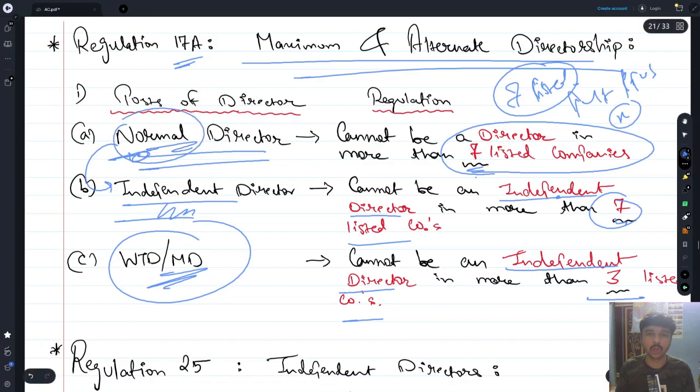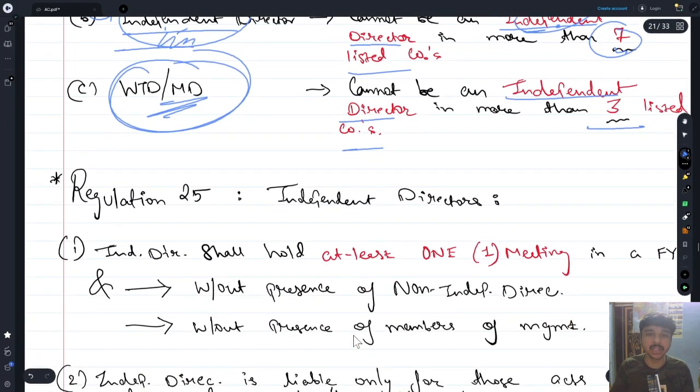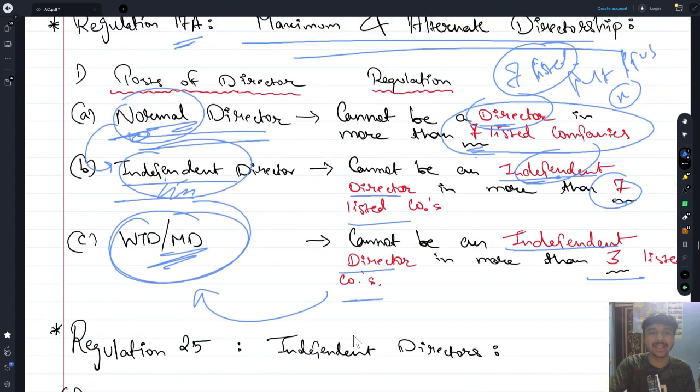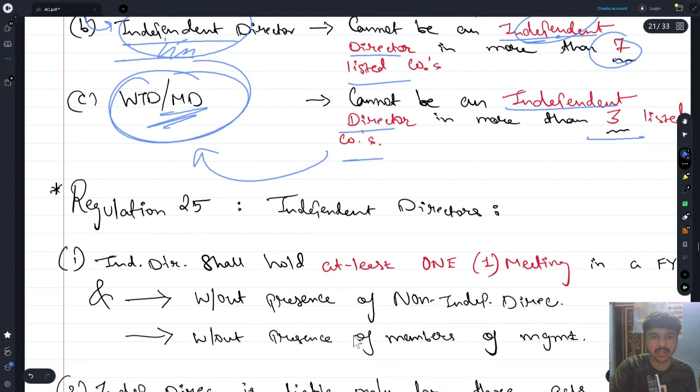First I was talking about a normal director. Then an independent director. Here you are a whole-time director or a managing director, and now I am telling you that you cannot be an independent director in more than 3 listed companies if you are a whole-time director or a managing director in a listed company. So these 3 points, everybody got it? Easy way, summarized. I have summarized this and made up charts.